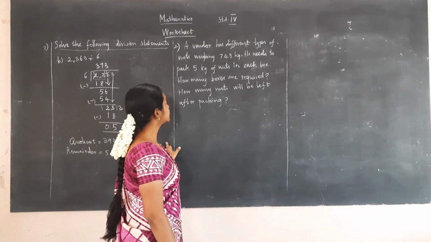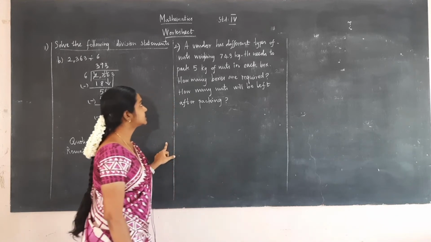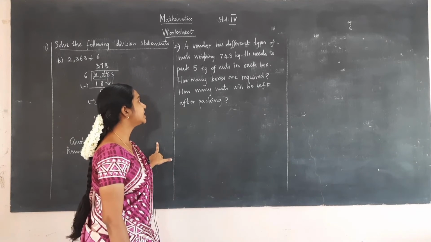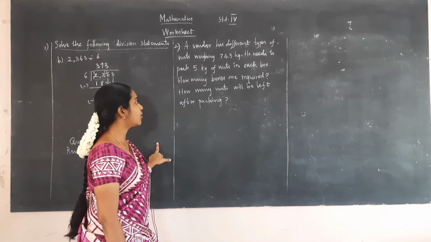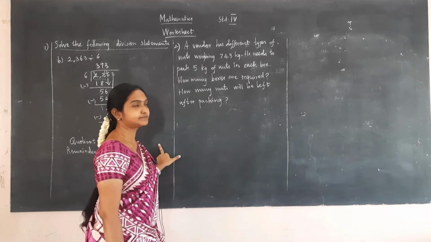The next question is, a vendor has different types of nuts weighing 743 kg. He needs to pack 5 kg of nuts in each box. How many boxes are required? How many nuts will be left after packing?